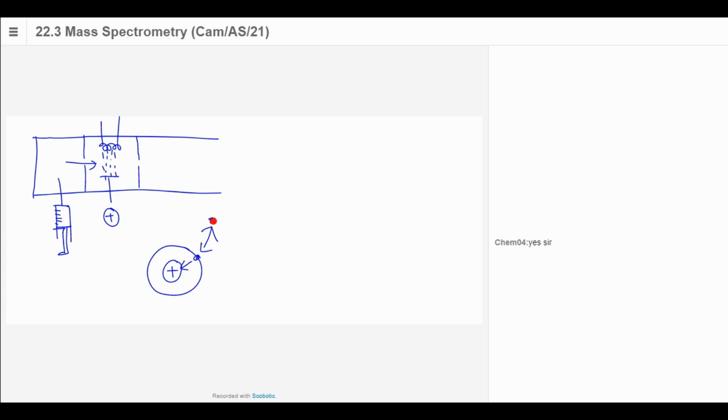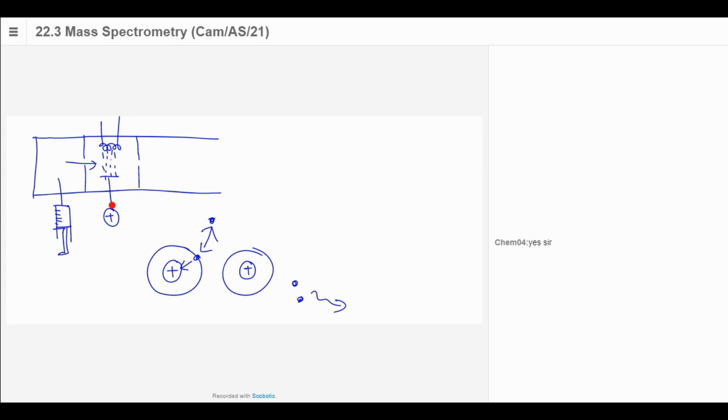So when that electron comes close to this electron, there will be repulsion between the two electrons. So as a result, what happens? This electron will remove the other electron because this repulsive force is greater than the attractive force. This is how the ionization is achieved in the ionization chamber.